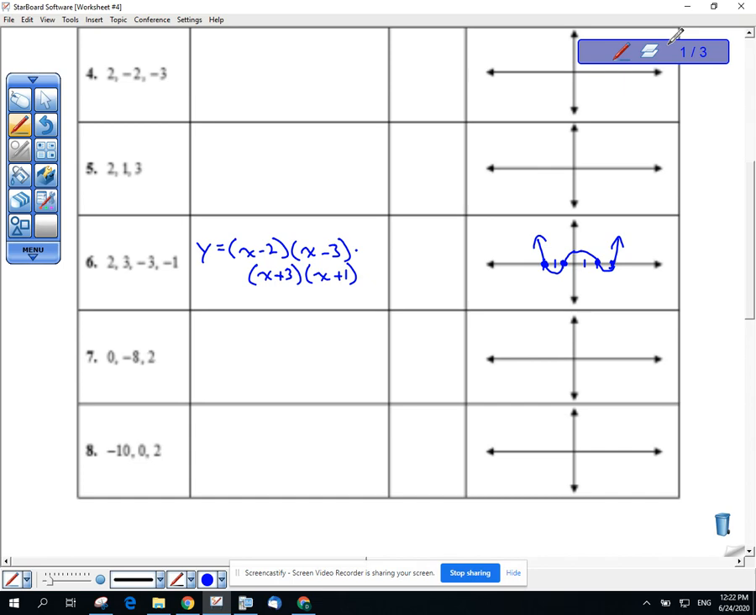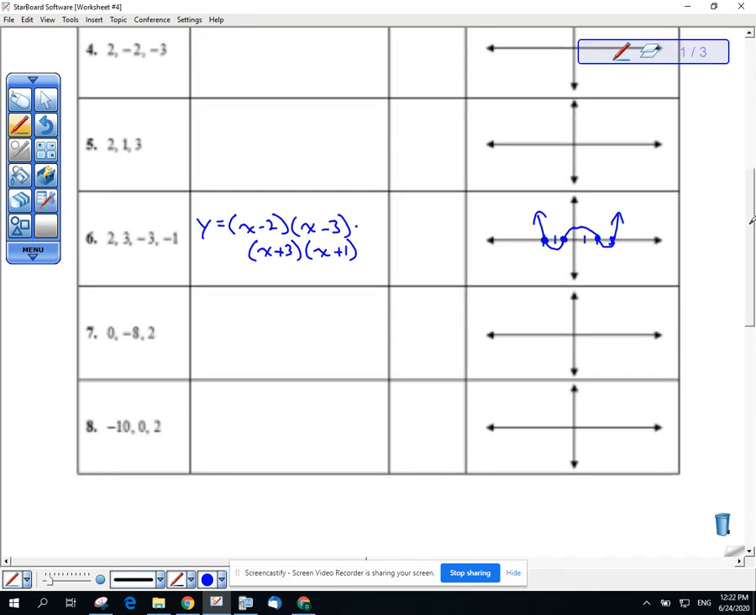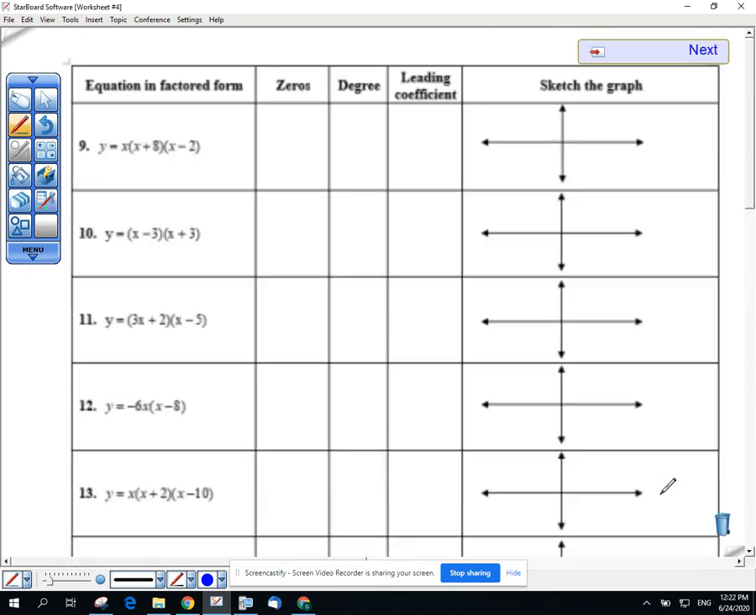Okay. All right. Flip the page over. Everything else that I didn't do, I'd have you go back to do after you're finished watching this video. In number 9, it's essentially the reverse of what we just did. Now they're going to give us the equation, and we're going to say what the zeros are and what the degree is and what the leading coefficient is, and then we'll sketch the graph, okay?